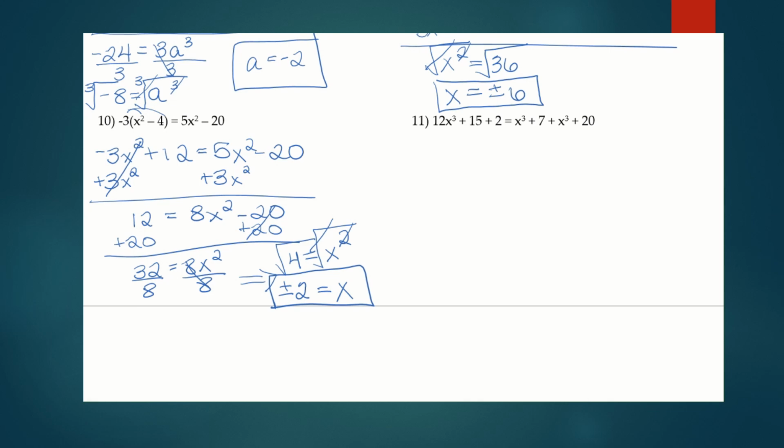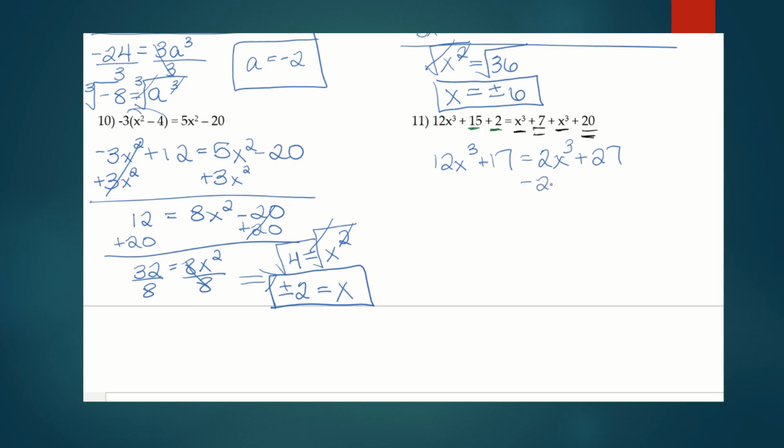All right, last but not least, we've got a lot of combining we can actually do right off the bat with like terms on the same side of the equal sign. So 15 and 2 can be combined. Let's see, the x cubes on that side can be combined, and the constants on the right side can be combined. So a lot of combining before we get started here. So 12x cubed plus, I'm going to combine the 15 and the 2 to get 17, equals, I'm going to combine the x cubes to give 2x cubed, and then the 7 and the 20 give me 27.